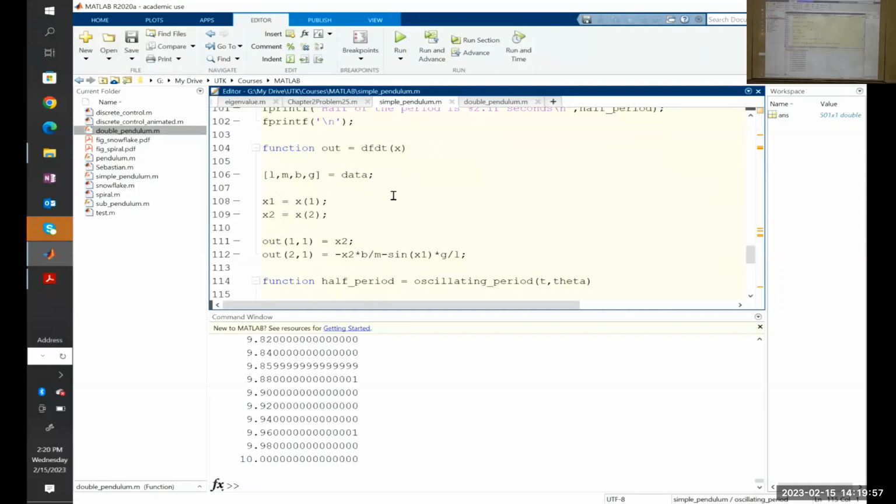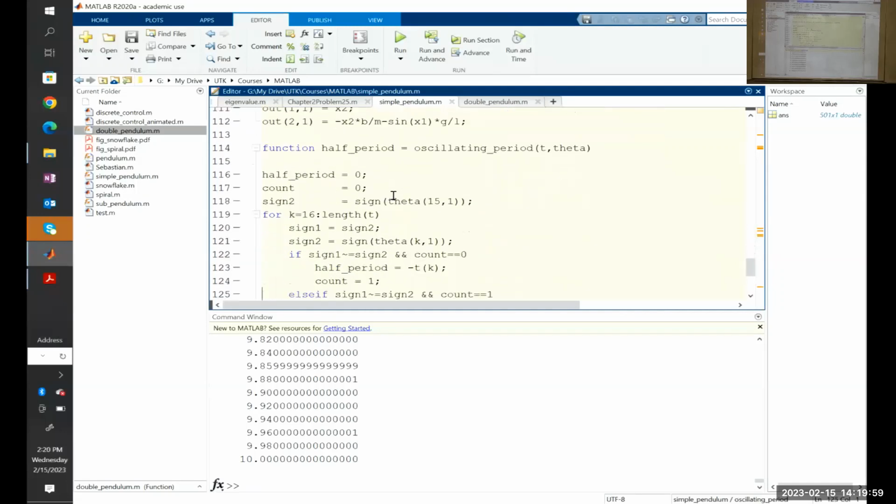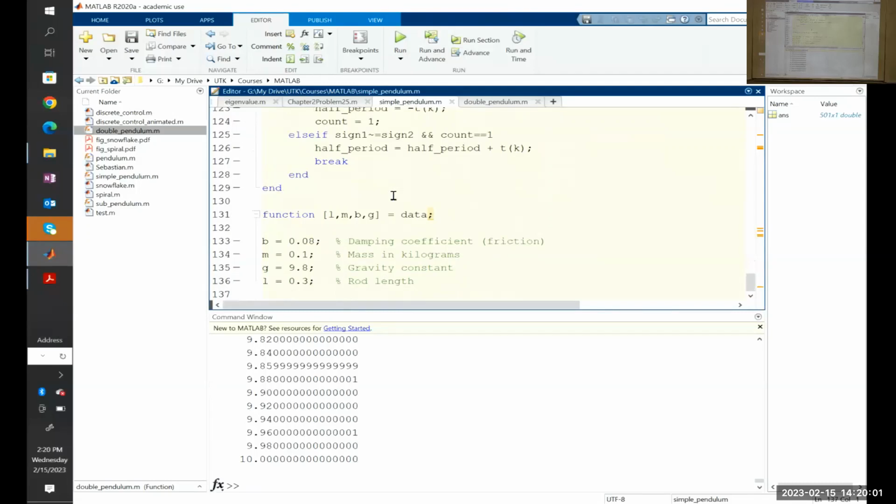It's data there. The data is down here. So one thing we can do, we can play with this. Instead of having a damping coefficient of 0.08, we make it a little bit smaller, and we will see what happens. And then I want you to play with the mass and the length of the rod.